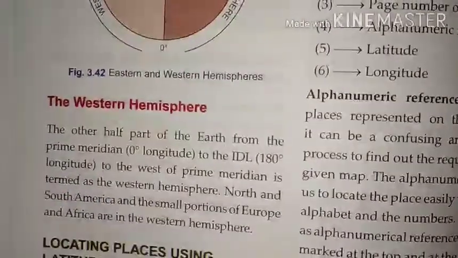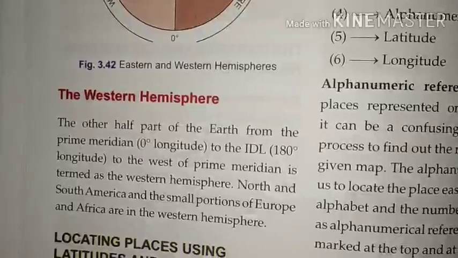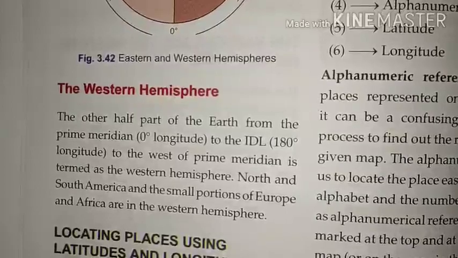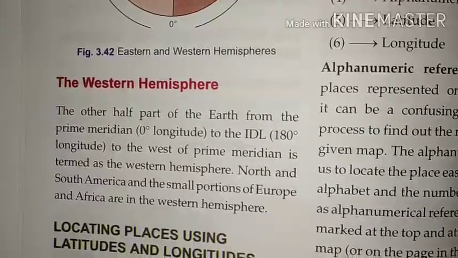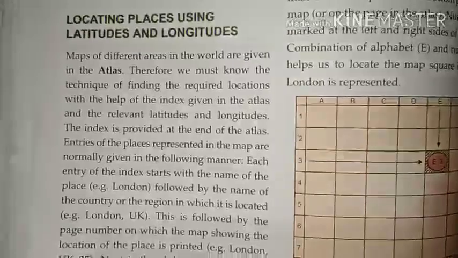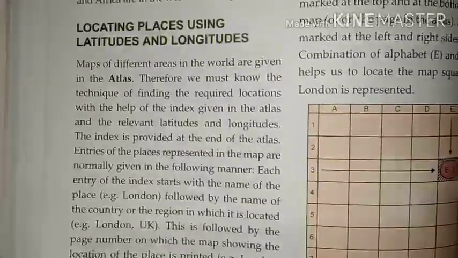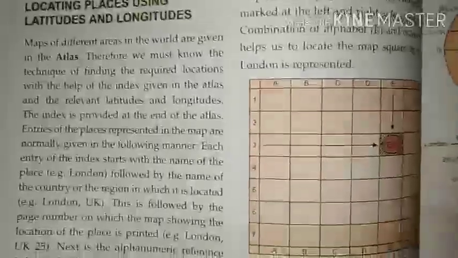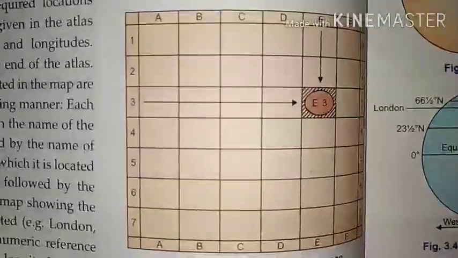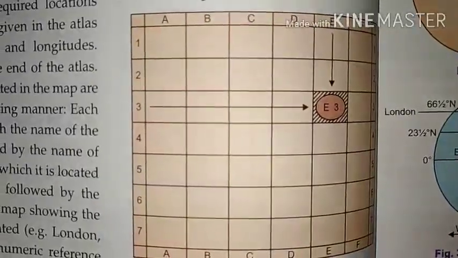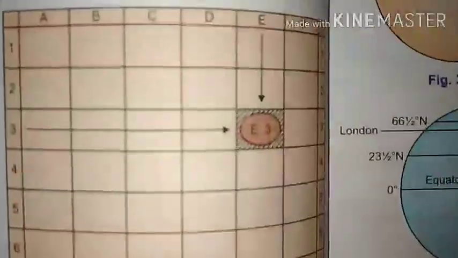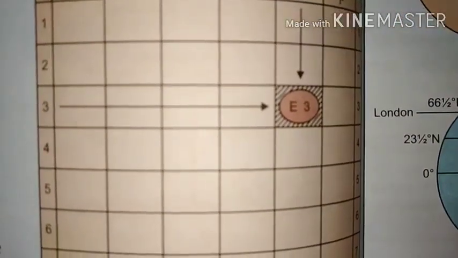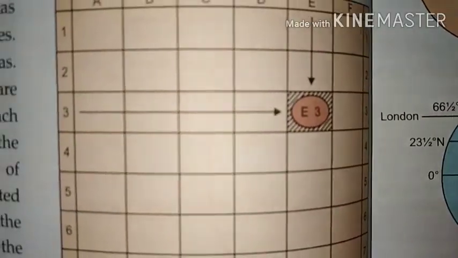The other half of the earth, from the prime meridian 0 degree longitude to 180 degree longitude to the west of the prime meridian, is termed the western hemisphere. You know, all the places are located using latitude and longitude. In the atlas you may have seen there is a crisscross. You can see it in the figure also. The vertical lines are longitude and the horizontal lines are latitude, and they crisscross each other, making a grid. According to that, the place is located.